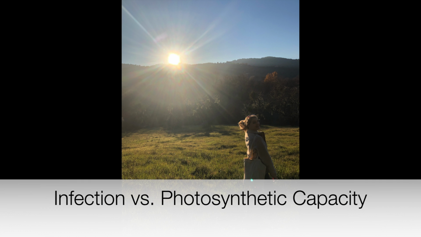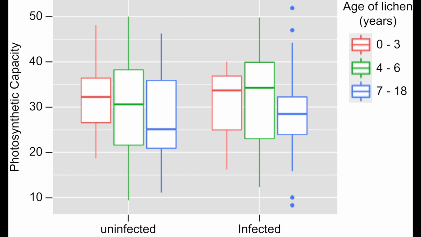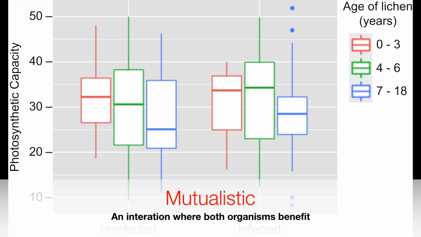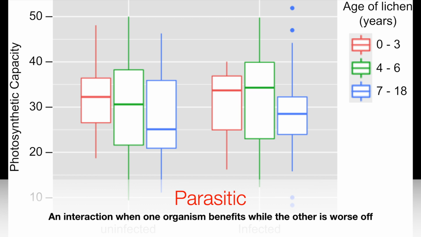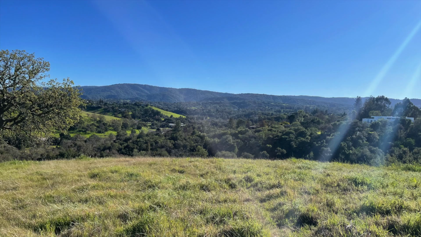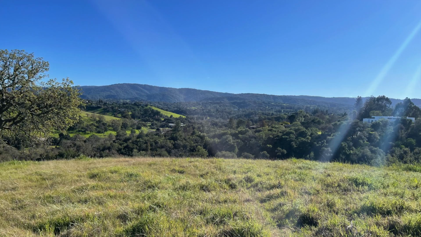Lastly, we also looked at the effect of parasitic infection on photosynthetic capacity or fitness. We saw that whether the lichen were infected or not did not really have an impact on photosynthetic capacity. So we concluded that Young Larry infection does not really affect the lichen's fitness. This type of interaction between fungus and the lichen depends on the environmental conditions for the lichen. Therefore, this type of symbiosis could be mutualistic rather than parasitic because of the conditions, and that they're maybe not ideal for the lichen.